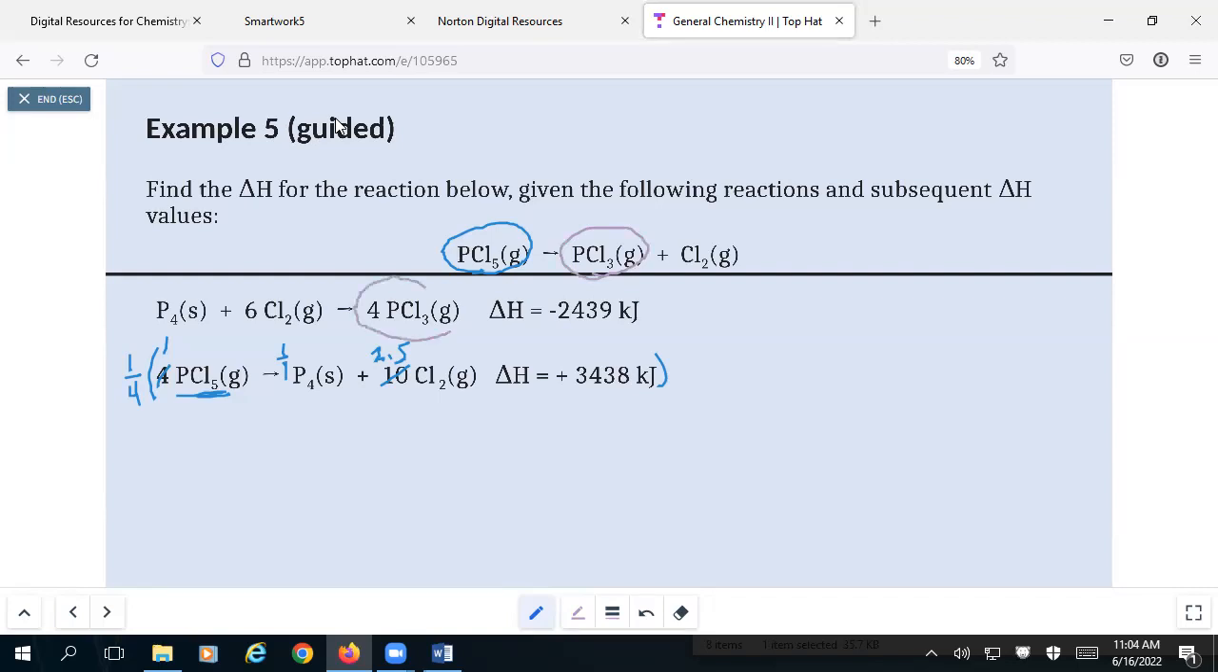And in this first equation, the phosphorus trichloride is on the correct side of the equation. If I flip this around, I'll actually end up with the wrong answer. But again, I can see I've got 4 phosphorus trichlorides in this equation. I only need 1. So I'm going to need to do the same manipulation.